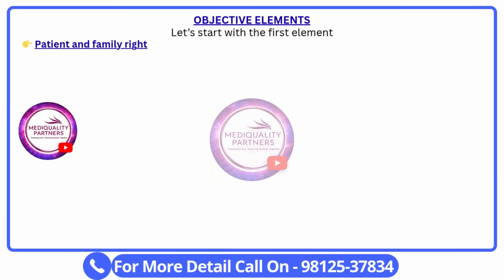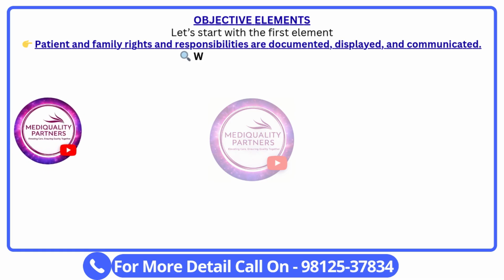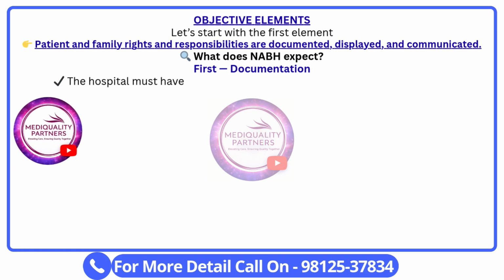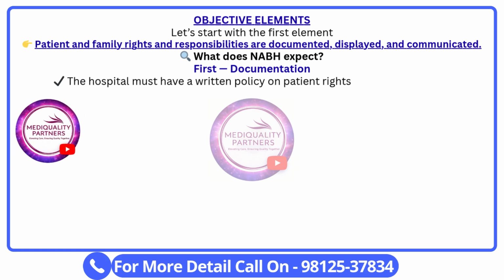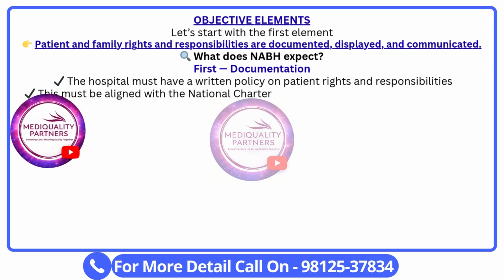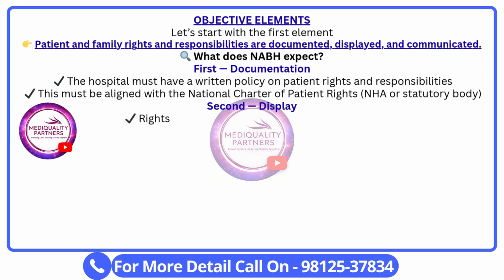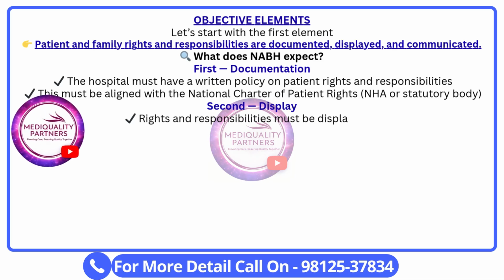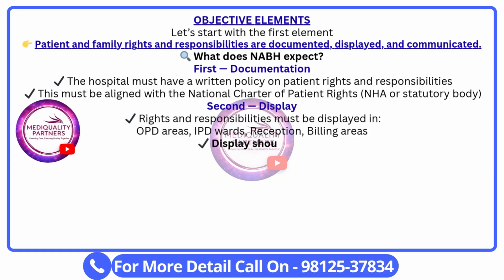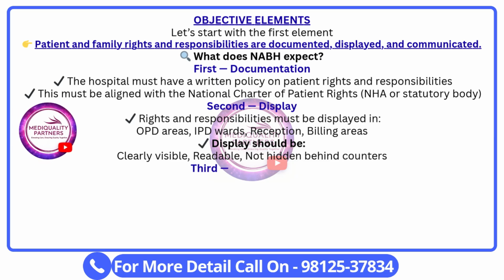Patient and family rights and responsibilities are documented, displayed, and communicated. What does NABH expect? First, documentation. The hospital must have a written policy on patient rights and responsibilities. This must be aligned with the National Charter of Patient Rights, NHA or statutory body. Second, display. Rights and responsibilities must be displayed in OPD areas, IPD wards, reception, billing areas. Display should be clearly visible, readable, not hidden behind counters.